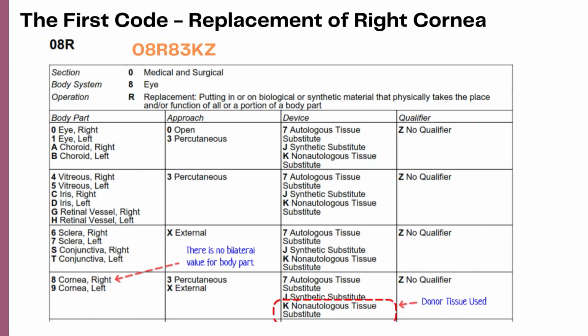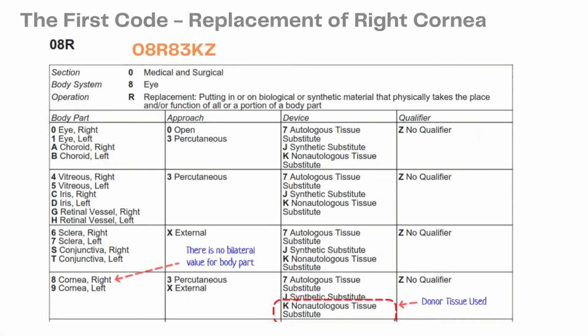Approach is percutaneous, 3. Sixth character for the device would be non-autologous tissue substitute because the corneal tissue came from a donor. So it was donor corneal tissue. We are taking it as non-autologous tissue substitute. And the qualifier or the seventh character would be Z. So the code would be 08R83KZ for the right corneal replacement.